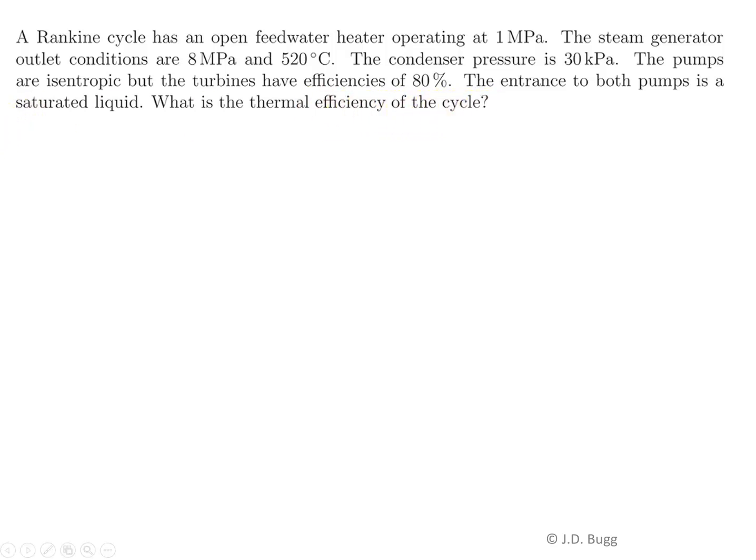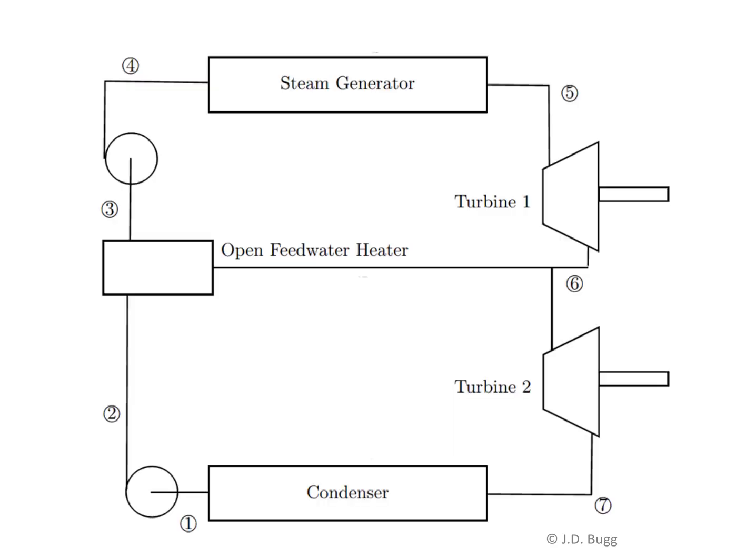So as with all Rankine cycle questions, a critical thing to understand from the beginning is what the layout of the components looks like from the description in the problem statement. Notice here we have a Rankine cycle and there is an open feedwater heater. There's no mention of any reheaters, so we assume we just have a single open feedwater heater. A Rankine cycle with an open feedwater heater is going to look like this.